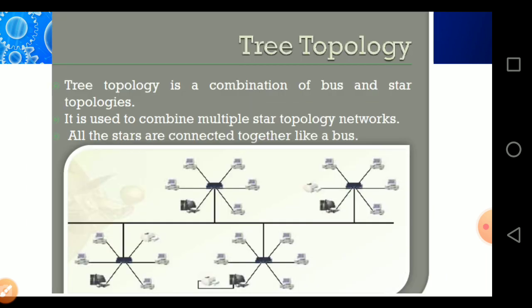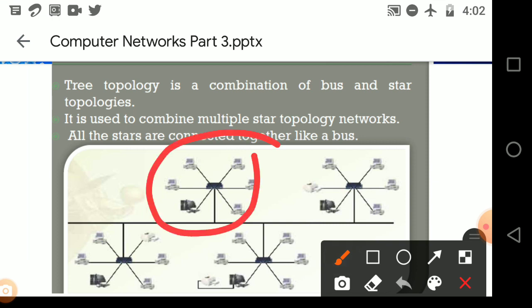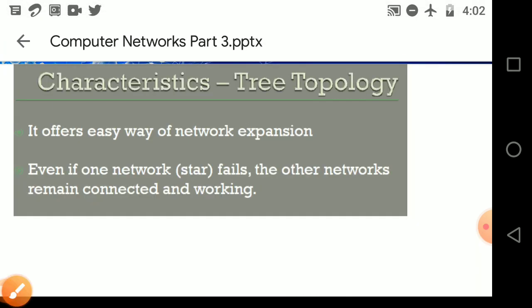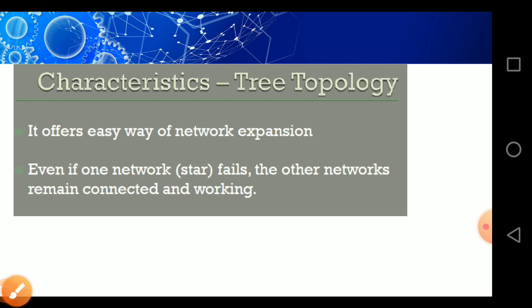And you have the tree topology, which is a combination of bus and star topologies. Here multiple star topology networks are there. You can see one star here, one star here, one star and one star here. So it's a combination of both. Again, it is an easy way of network expansion. And even if one star network fails, the other networks can remain connected and continue working.